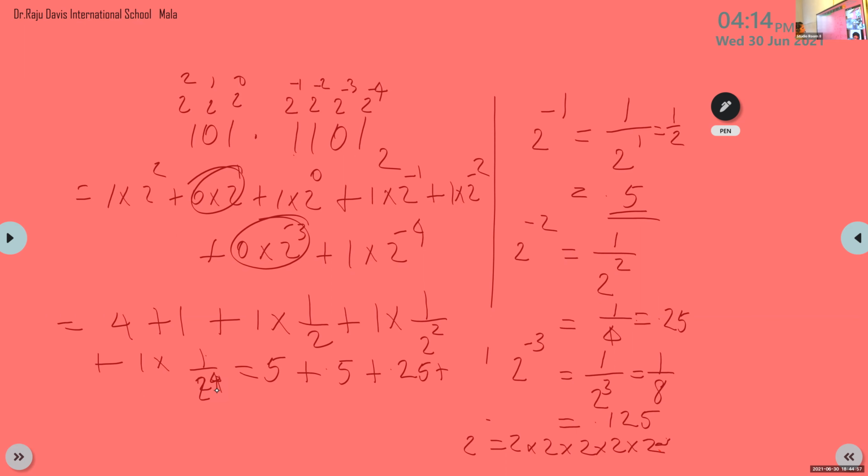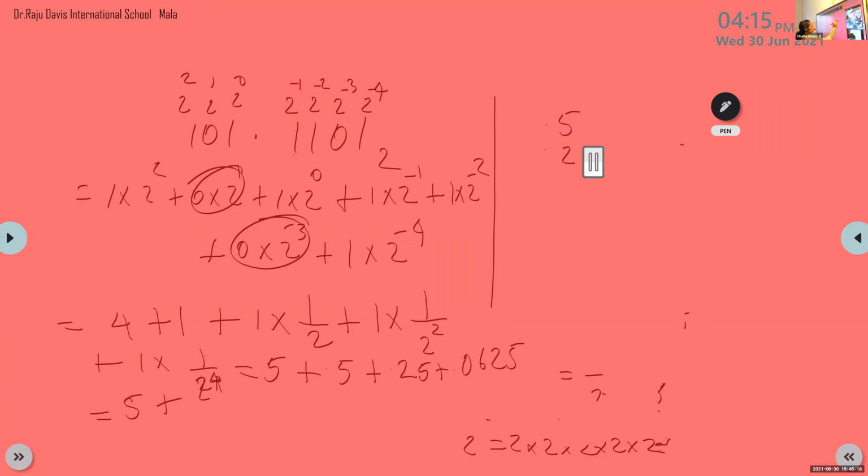1.0625. Correct. 0.0625. Then 5 plus, how will you add this one? I think that is the problem. It is 0.5. Then the second one is 0.25. The third one is 0.0625. It is 5, 2, 1, 8. So it is 0.8125.